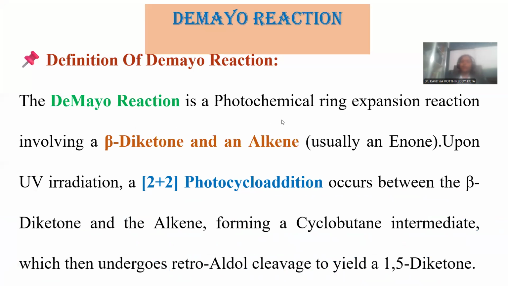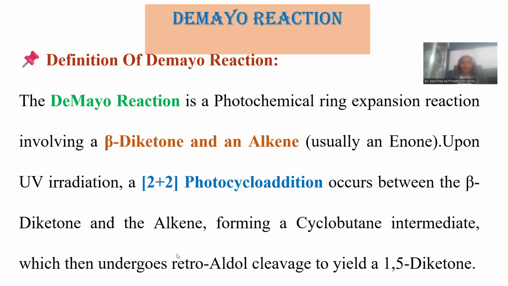The Meyer reaction is a photochemical ring expansion reaction. It takes place between a beta diketone and an alkene. These two compounds are taken as the starting materials and proceed with a 2+2 cycloaddition reaction under UV light irradiation. Being a photochemical reaction, light irradiation is essential for the reaction.